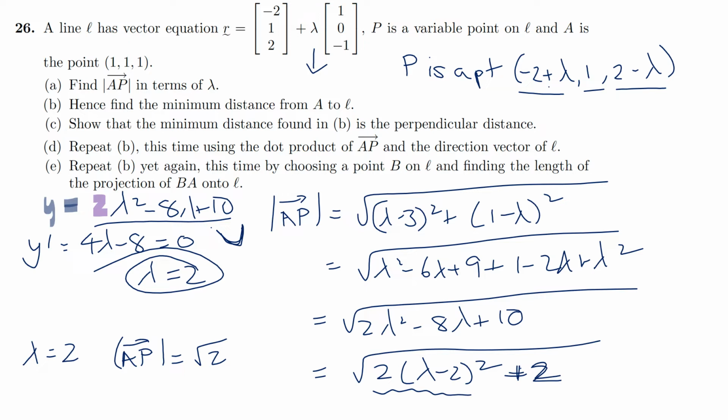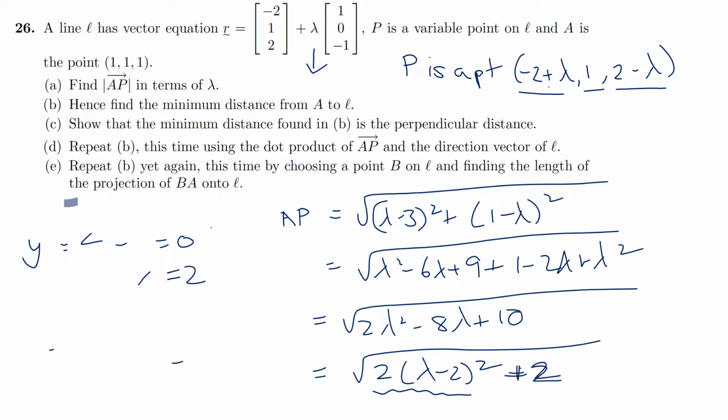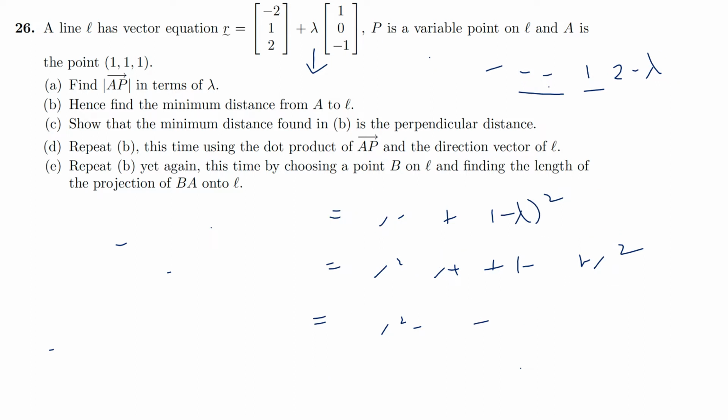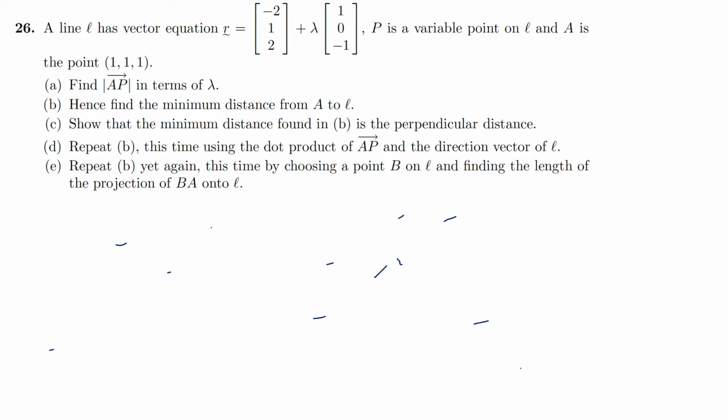Now they want us to repeat it and do it a different way, using the dot product of AP and the direction vector of L as well. So, alrighty, let's do that then. So if I look at vector AP, I've lost it, but hopefully you've written it down. Vector AP is -1, 0, -1. So just check that that's what you've got.